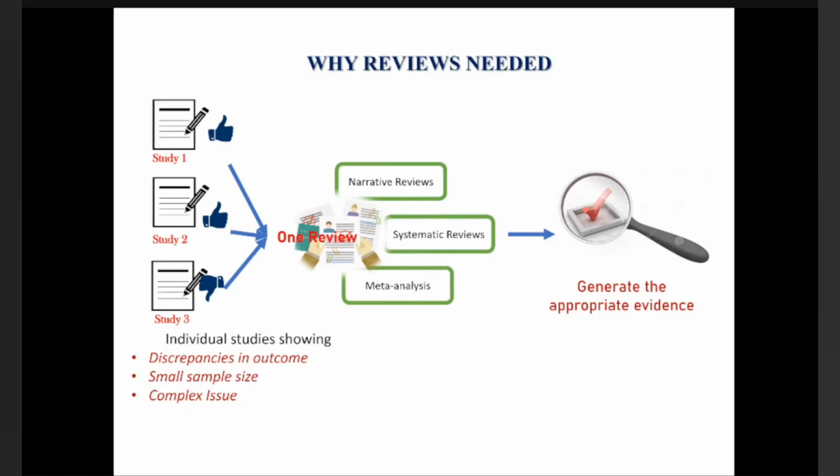Okay, so here what we have understood: study 1 and study 2 say that ACTH is best suited for the treatment of epilepsy, but study 3, on the large population, says it is not as good as the previous two studies have said. So what will the clinician do? What evidence will they generate in the final thing? So here the systematic review and meta-analysis comes into the role.